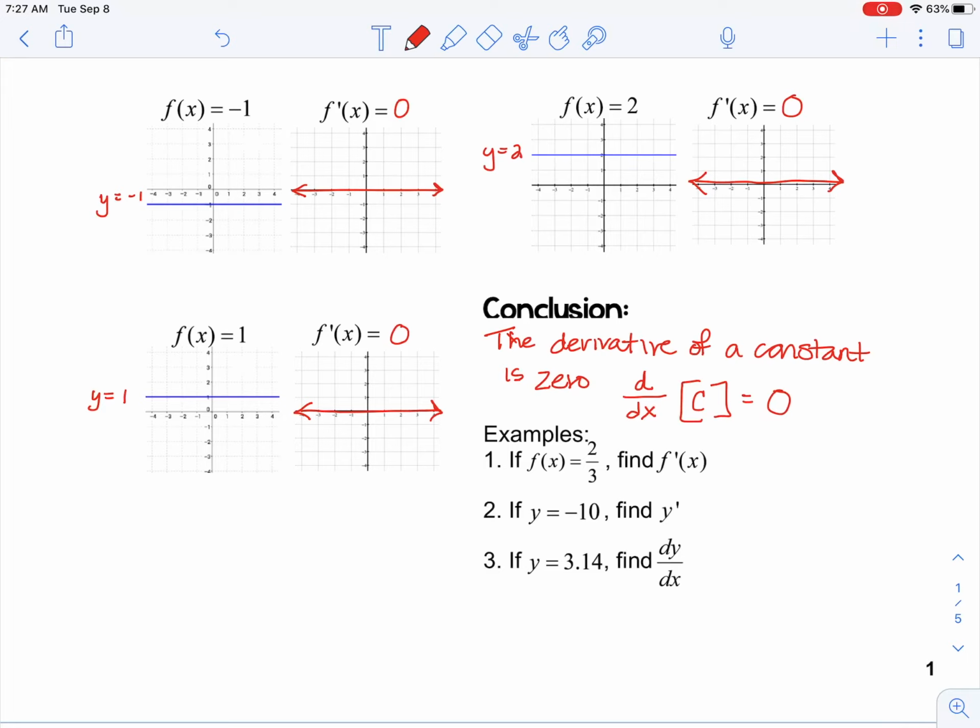All right, so some examples. If f of x equals 2/3, f prime of x, which means the derivative, is 0. Number 2, if y equals -10, y prime, which means the derivative, equals 0. If y equals 3.14, dy dx, which means the derivative, is 0. So pay attention to all that different notation. F prime of x is the same as y prime, is the same as dy dx.